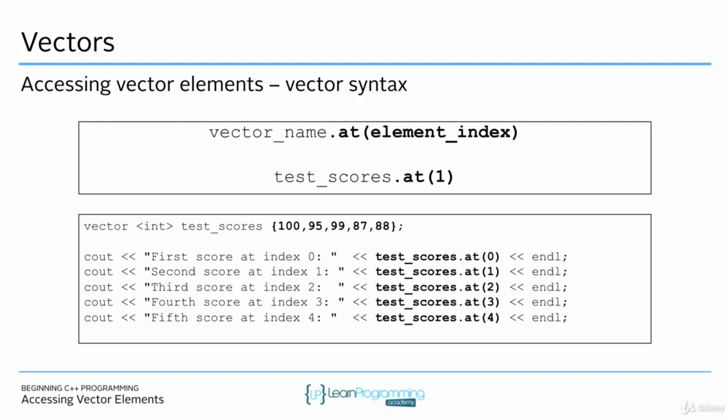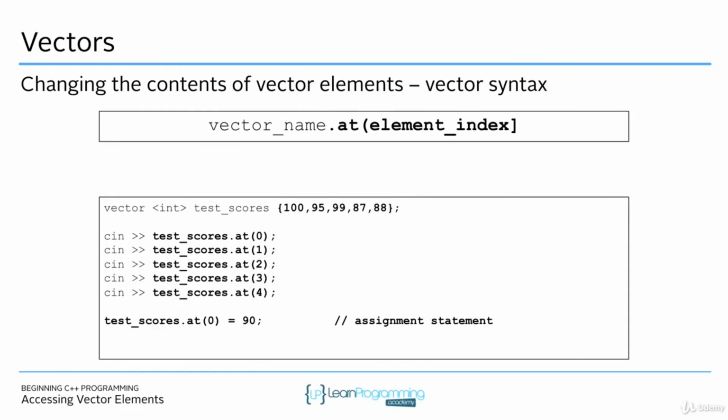Test scores at 0 will refer to the first element in the vector. That's element at position 0. We can also use the same syntax when we want to modify vector elements. In this example, we're reading 5 integers from the console and storing these elements into the test scores vector. The last statement is an assignment statement, as we saw with arrays. We're storing 90 into the first element of the test scores vector.